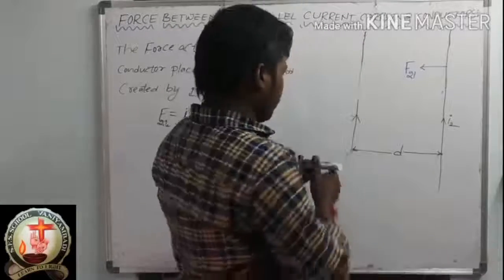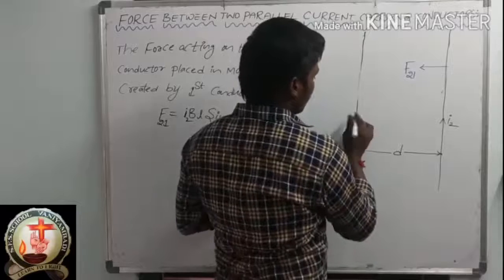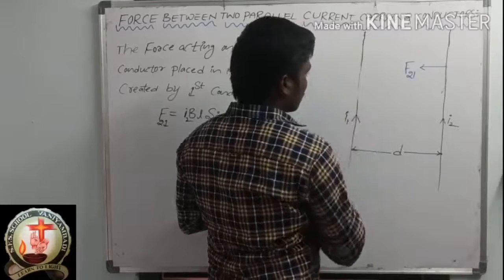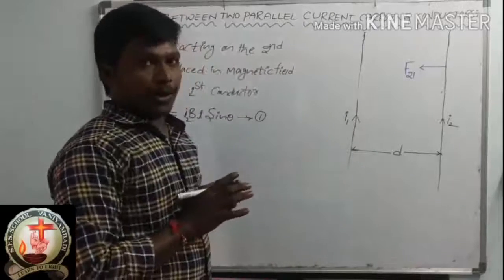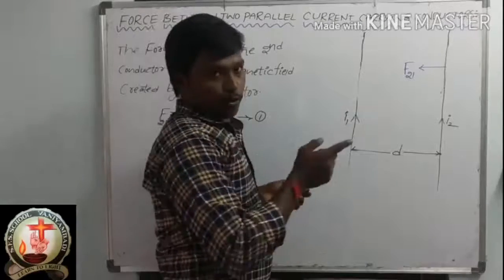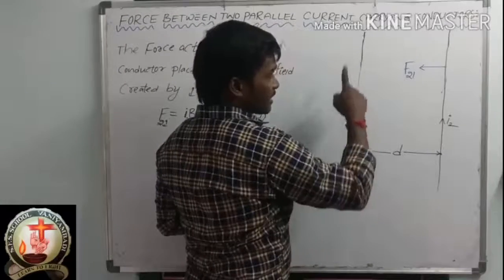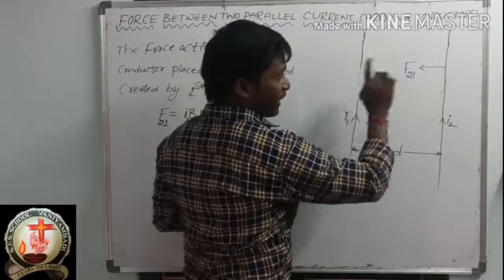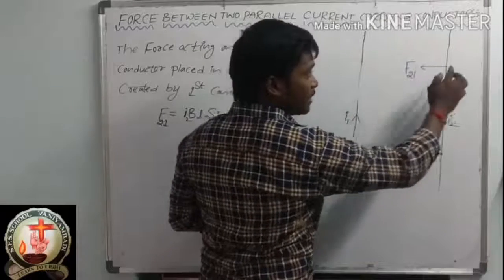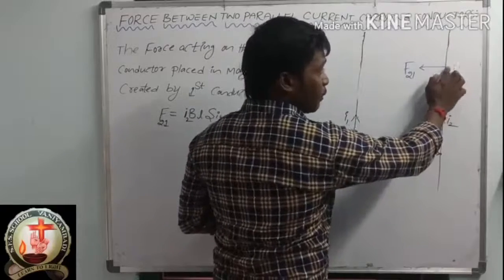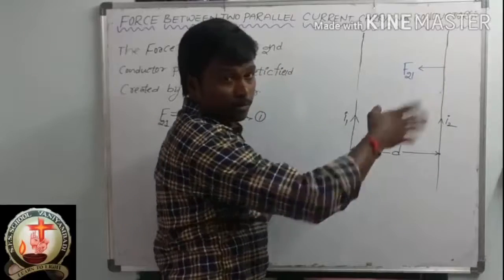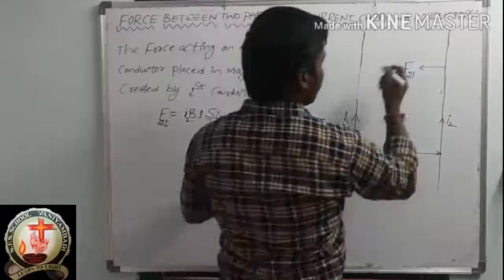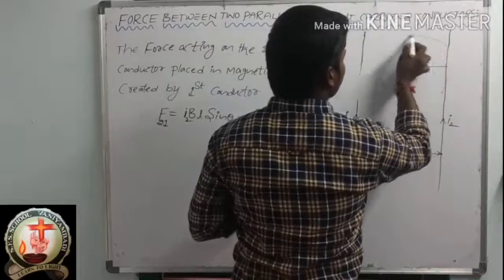At the same time, I told you about the magnetic field. This current carrying conductor is creating a magnetic field like this. So at this point, please see, once again I am drawing only one line. This is the magnetic field, right?